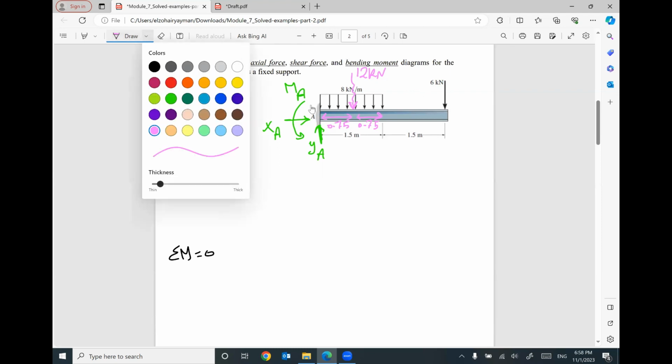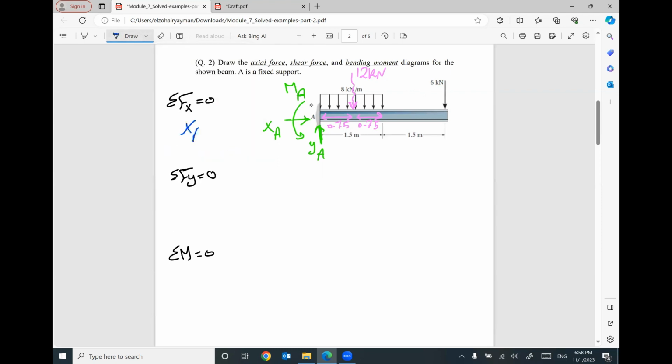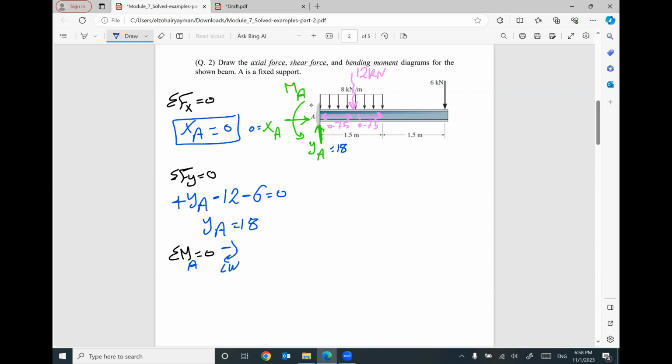If you apply summation f of x equals 0, XA will be 0. If you apply summation f of y equals 0, we have YA, we have negative 12, we have negative 6 equals 0. So YA will be 18. If you take moment at A, if you assume clockwise rotation is your positive, so XA times distance, YA times distance, MA does not need distance, 12 times distance, and 6 times distance equals 0.